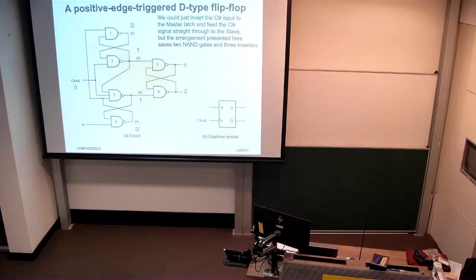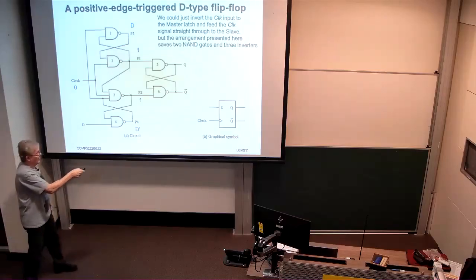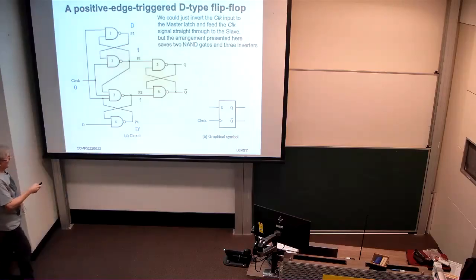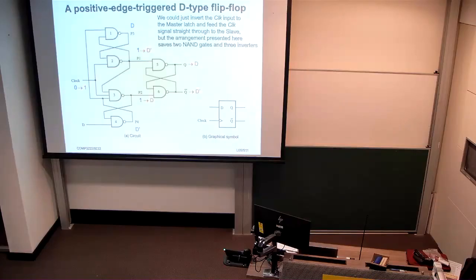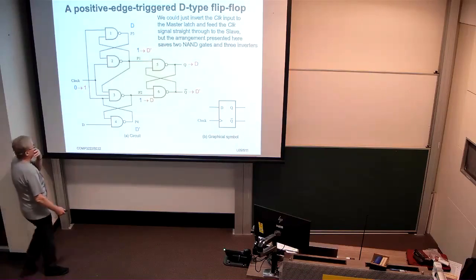But neither the value at P3 nor the value at P4 can get through to the output of the flip-flop because both P2 and P1 are 1. And that's a consequence of the clock being low, right? So while the clock is low, you can't have any change in the output. However, let's consider what happens when the clock goes high. So when the clock goes high, we have these two NAND gates becoming active again. They've got to invert their other inputs.